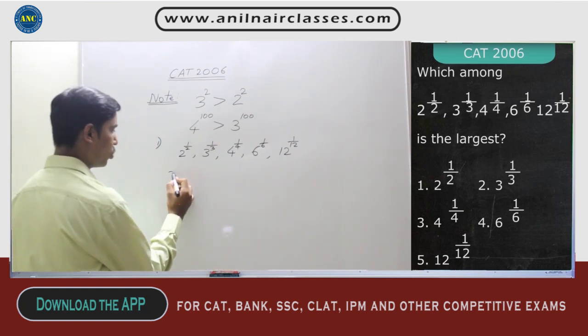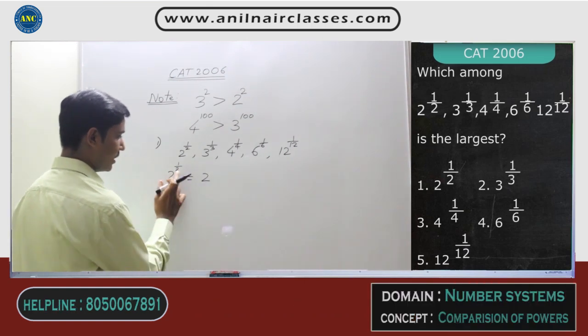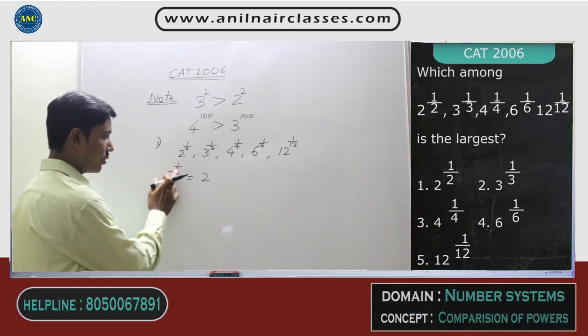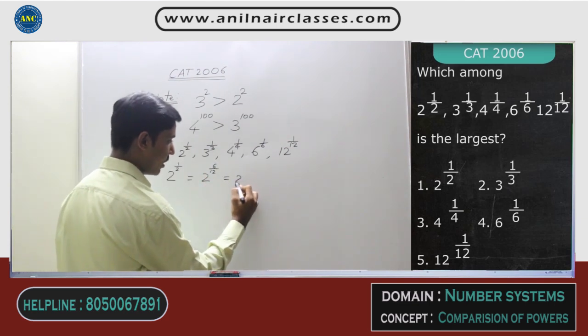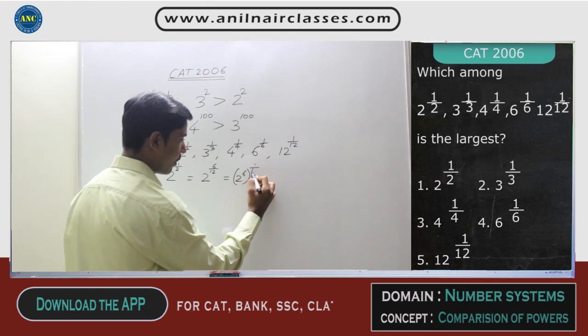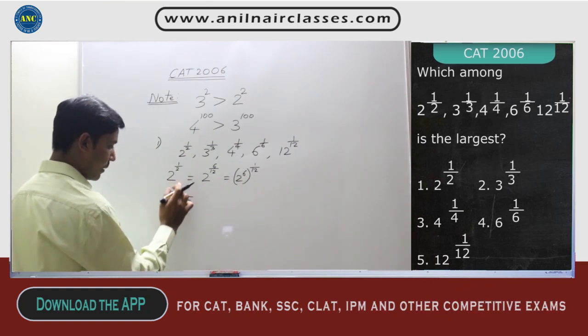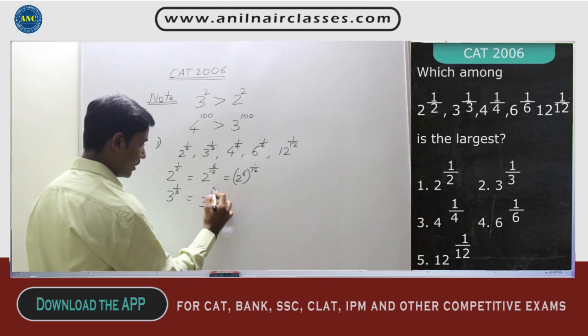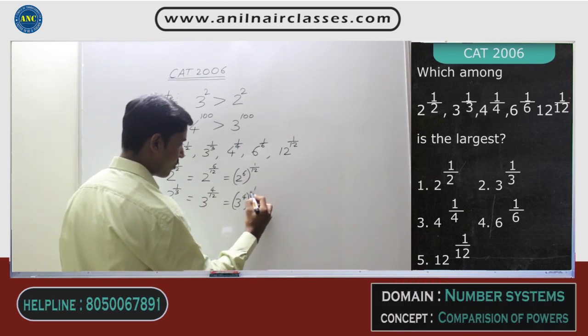That means 2 power 1 by 2, I should make this 2 as 12, multiply by 6, multiply by 6, 6 by 12. So I can also write it as 2 power 6, power 1 by 12. Similarly, 3 power 1 by 3, multiply by 4, multiply by 4. It is 3 power 4 by 12. This I can write as 3 power 4, power 1 by 12.